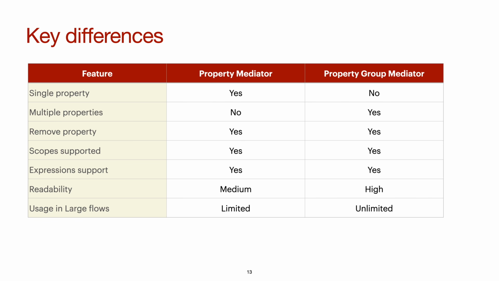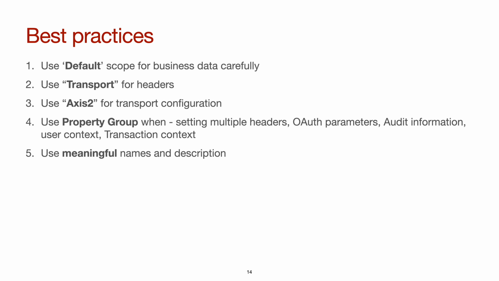Here are some of the best practices while using the property and the property group mediator. Using the default scope for business data must be done very carefully. We must use the transport scope for headers and axis2 while configuring the transports. We must use the property group when we set multiple headers or parameters, audit information, etc. And most importantly, we must use a logical naming convention and a description in the property and the property group mediator.